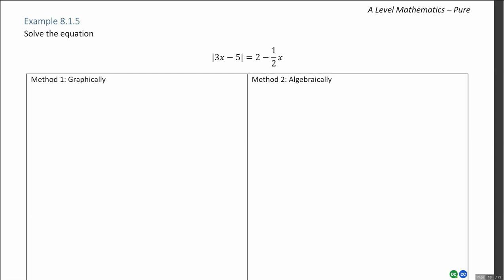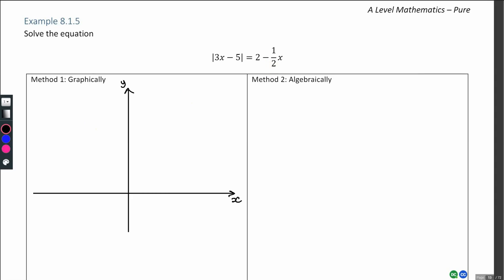In this example, we're solving an equation which involves a modulus. We're going to look at two different methods. First of all, method one, graphically. We're going to draw both sides of this equation and see where the two graphs intersect.